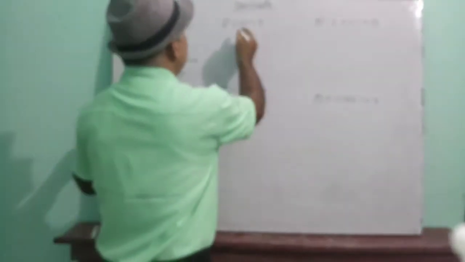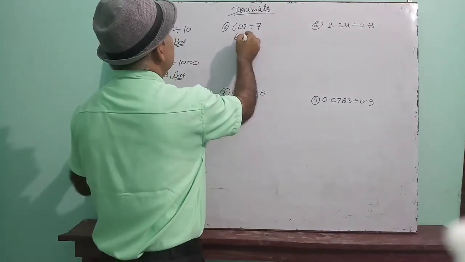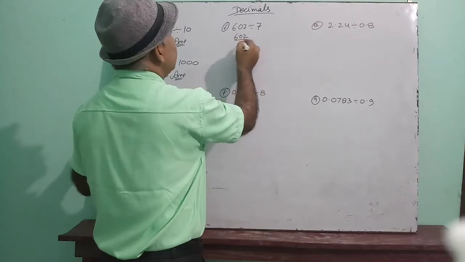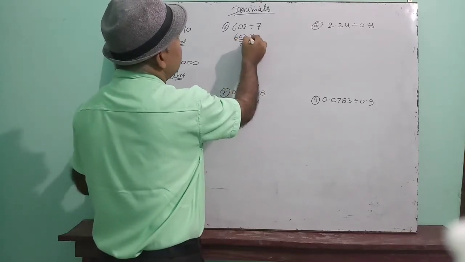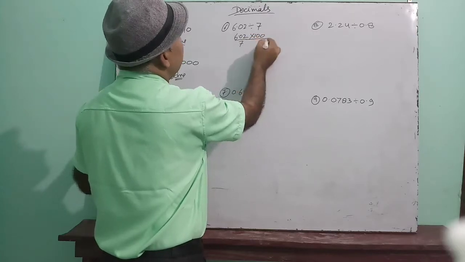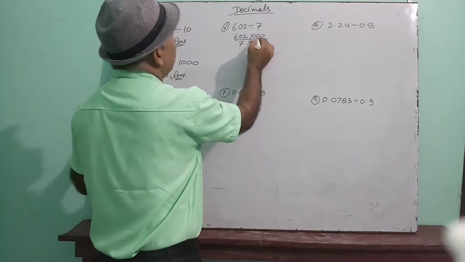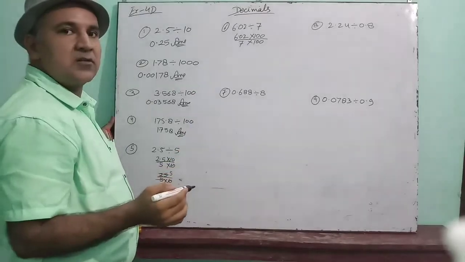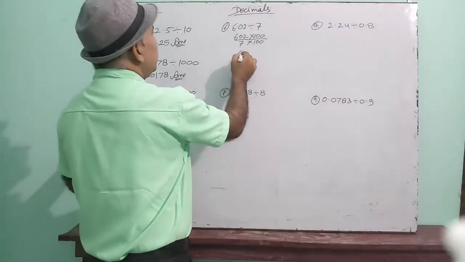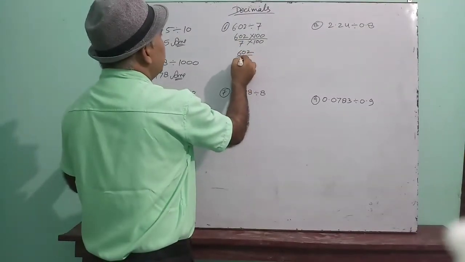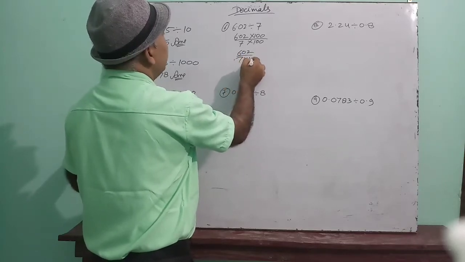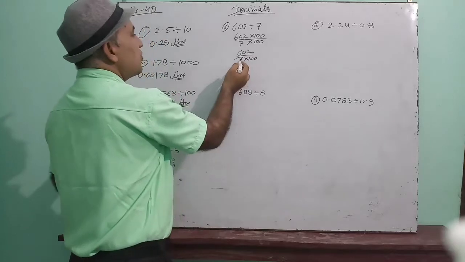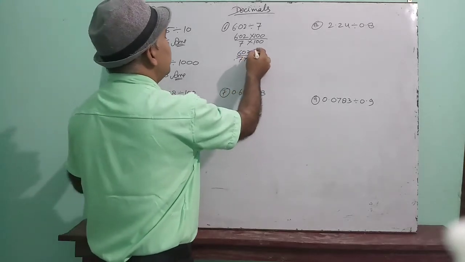Now see 6th question. Again the method is same. 6.02 is divided by 7. Since after the decimal there are 2 digits, it will be multiplied by 100. Then 100 will be multiplied in the denominator also. Now in the numerator the decimal is removed. It will become 602 upon 7 into 100. Now 7 divides 602.